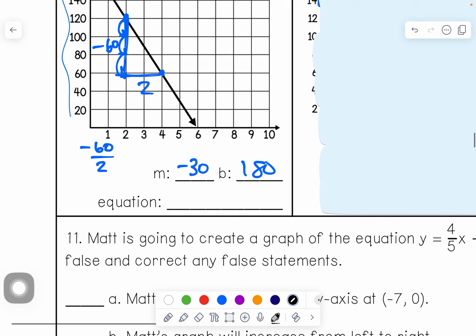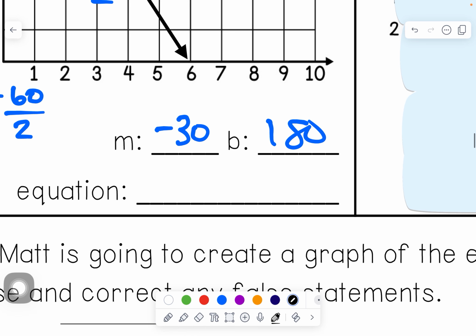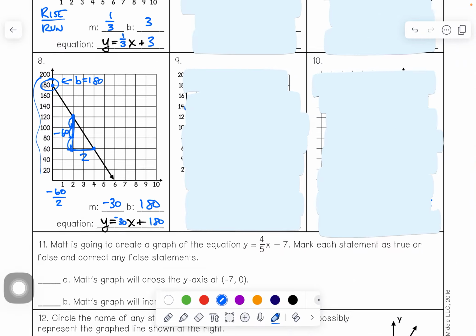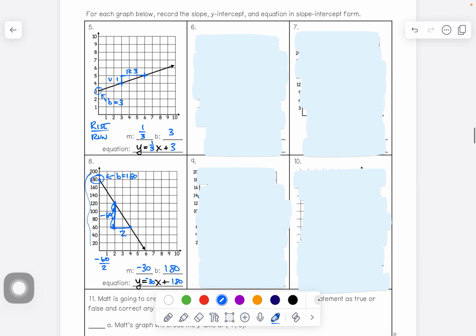Last up is writing the equation. Once I know those two pieces, I can write the equation. Remember, the y equals x plus is always there. And then I got to fill in my blanks. So y = -30x + 180. Okay, I'd like you to pause the video and do those 4 problems on your own, and then you can tune back in and see what you came up with.